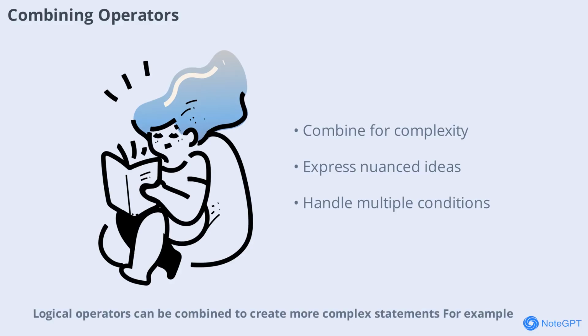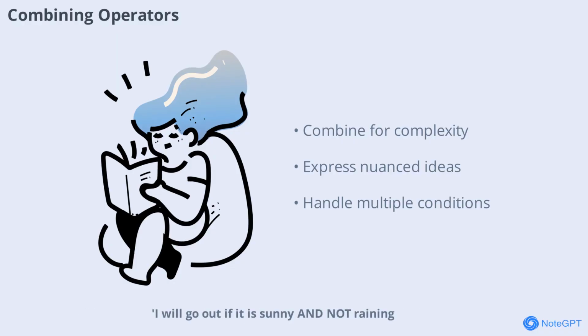Logical operators can be combined to create more complex statements. For example, you might use AND, OR, and NOT together to set detailed conditions. In programming, this is common when filtering data or making decisions. For instance, "I will go out if it is sunny and not raining." Combining operators allows us to express nuanced ideas and handle multiple requirements at once. This is the foundation of advanced logical thinking.